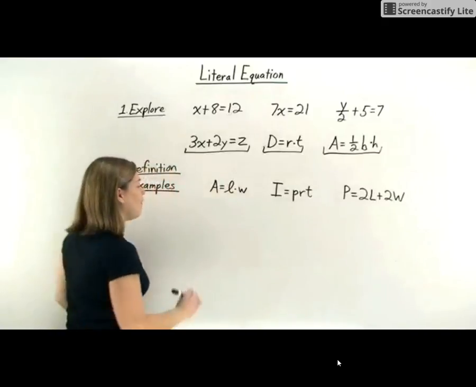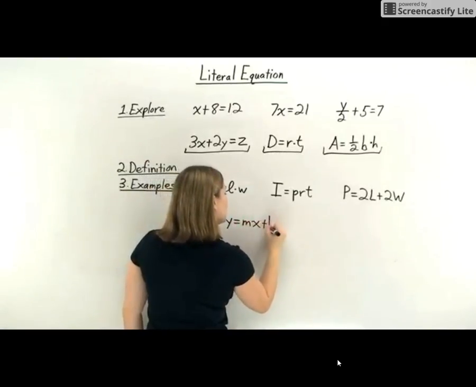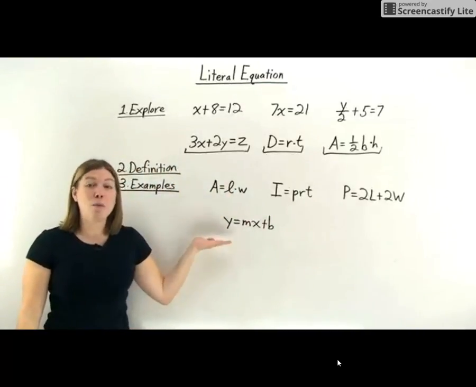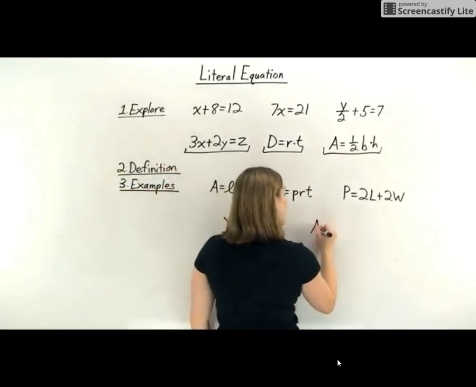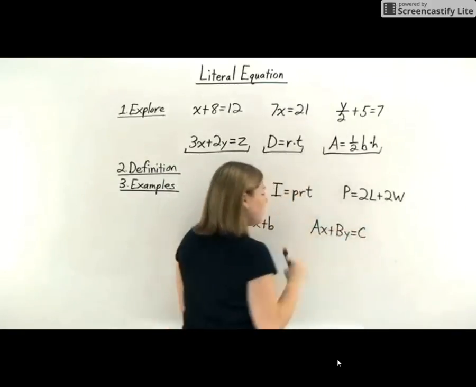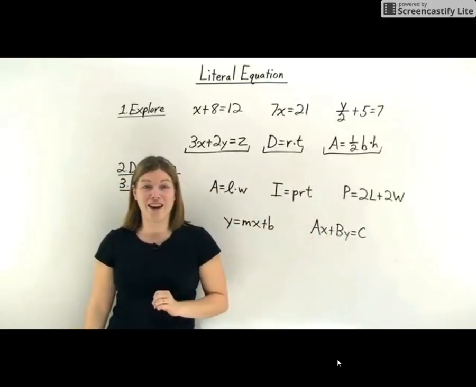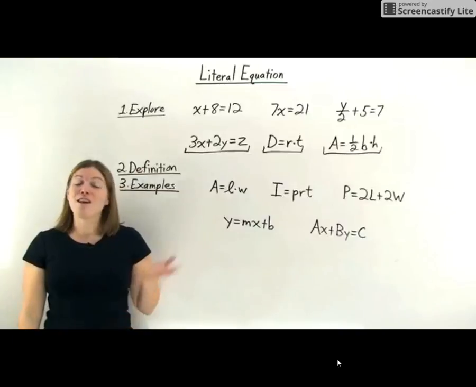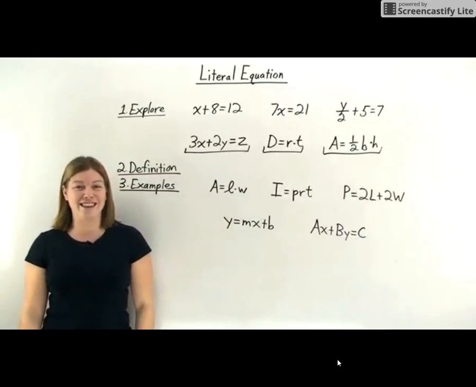Now, we can also have literal equations that look like this: y = mx + b. This is a literal equation. It's actually the slope-intercept form for a line. Neat. Or we could also have one like this: ax + by = c. Another literal equation. This one is the standard form for a line. So now we know more about literal equations. If you have an equation that has more than one variable, you are looking at a literal equation.